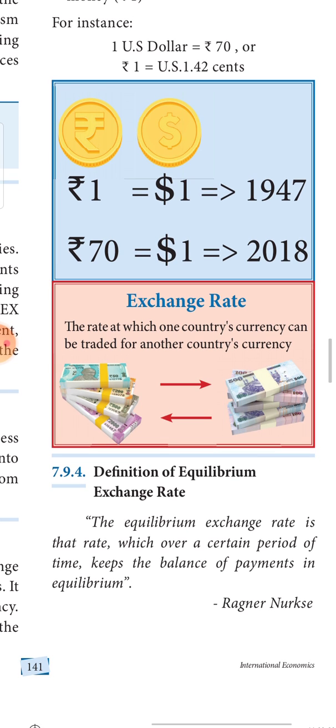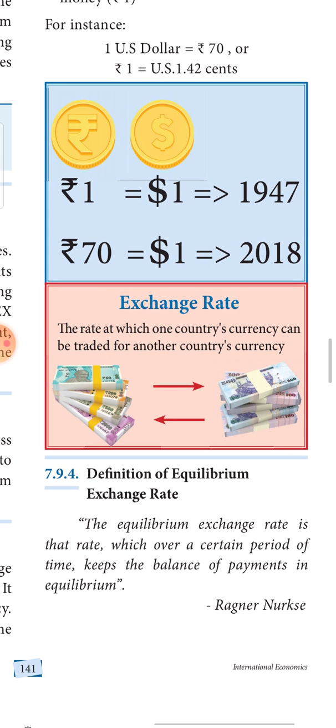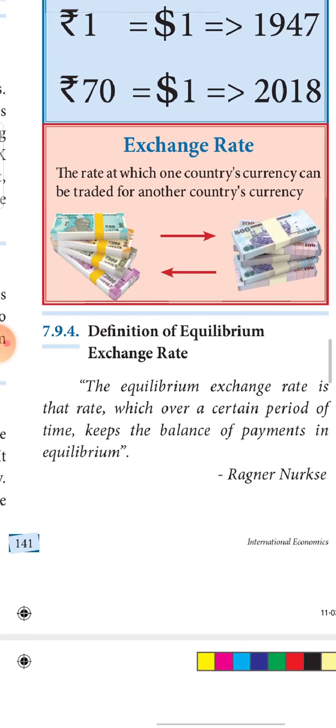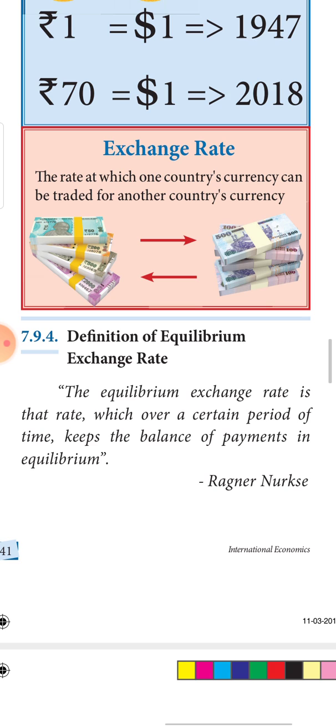What is exchange rate? The rate at which one country's currency can be traded for another country's currency. Just highlight it and keep. The definition of equilibrium exchange rate: the equilibrium exchange rate is that rate which over a period of time keeps the balance of payment in equilibrium. That is, the demand conditions and supply conditions, the demand for forex and the supply of forex, meet at an equilibrium. That you call the equilibrium exchange rate.